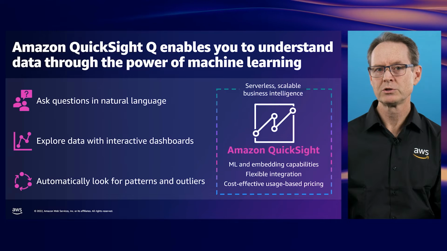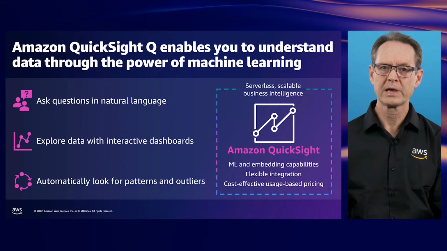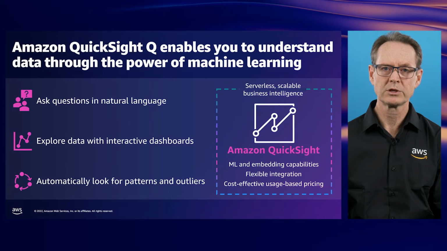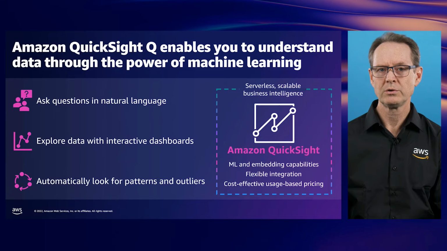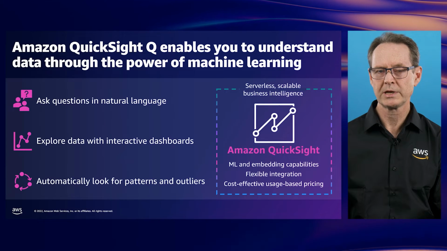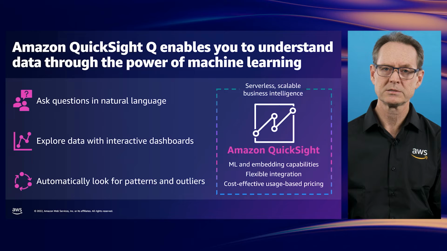Now, I'm going to talk briefly about a powerful new capability called Amazon QuickSight Q that launched late last year. QuickSight Q enables you to ask questions on your data and get answers in seconds.